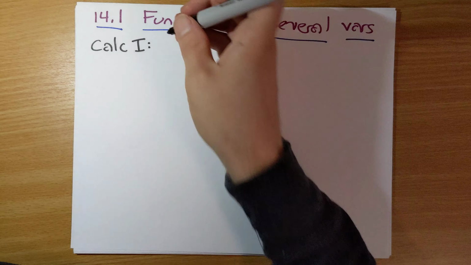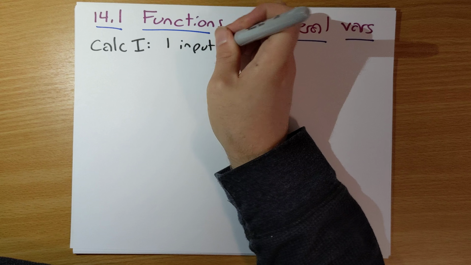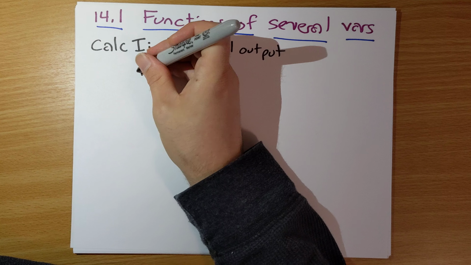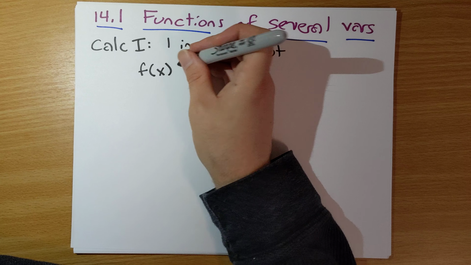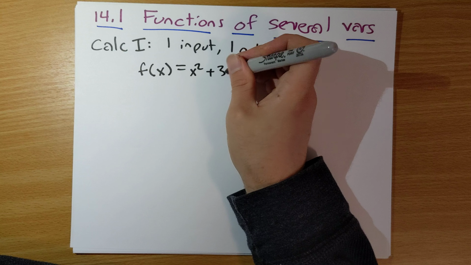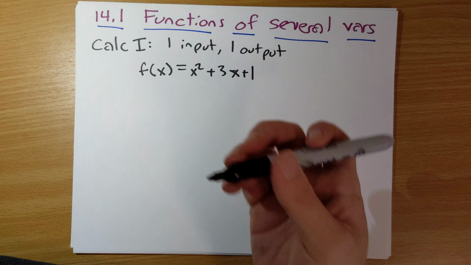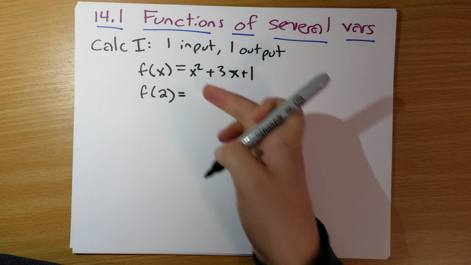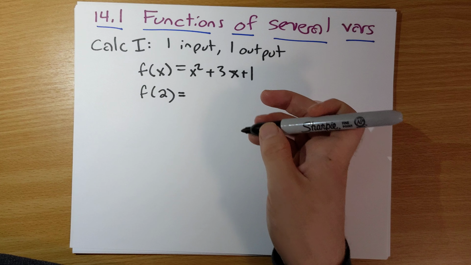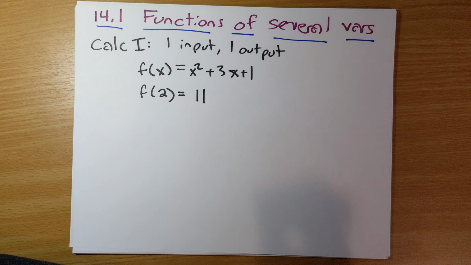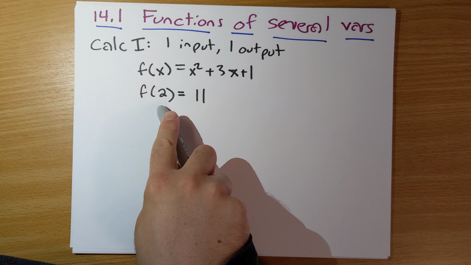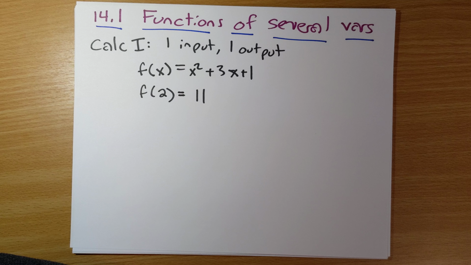we had functions with one input and one output. So, for example, we might have had f of x is x squared plus 3x plus 1. So, for example, f of 2 would be 2 squared is 4, plus 3 times 2 is 6, that's 10, plus 1 is 11. So, one input, one output. Our function, you put in one number, 2, you get out one number, 11.